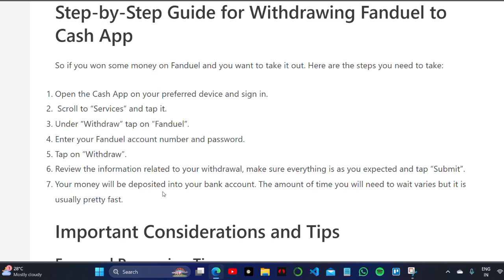Now your money will be deposited into your bank account within 1 to 2 days. The amount of time you will need varies, but it is usually pretty fast and you will get it right away in your bank account.